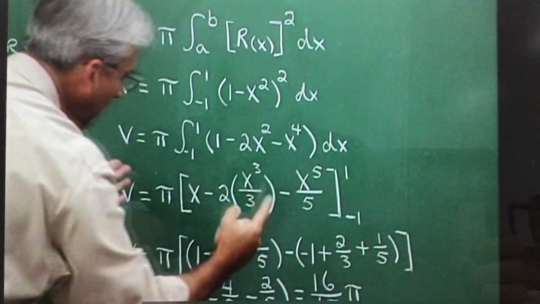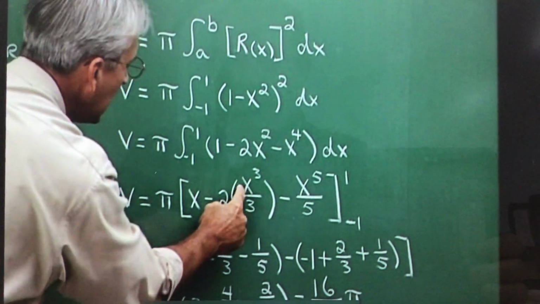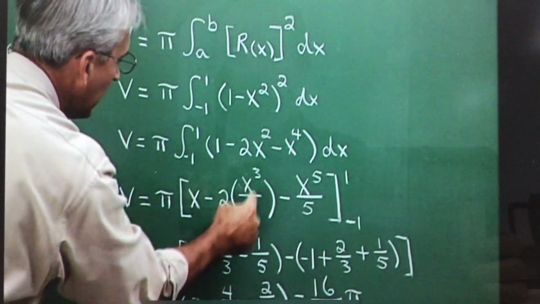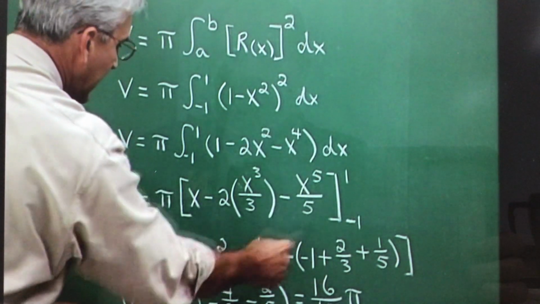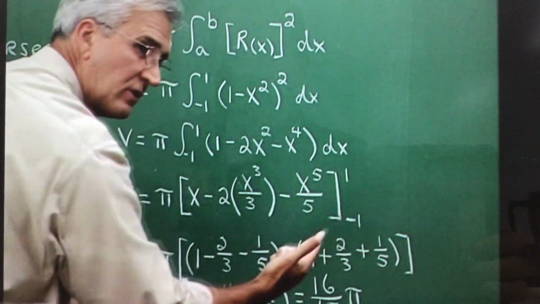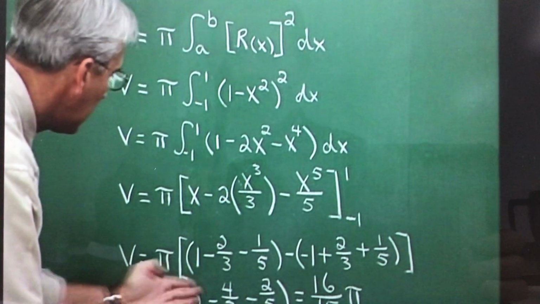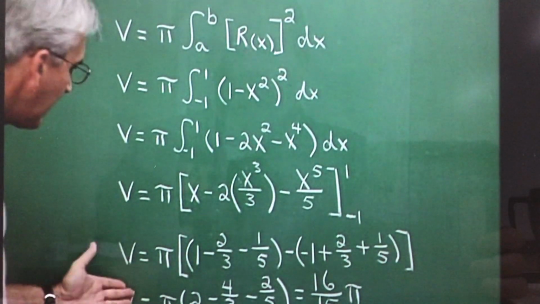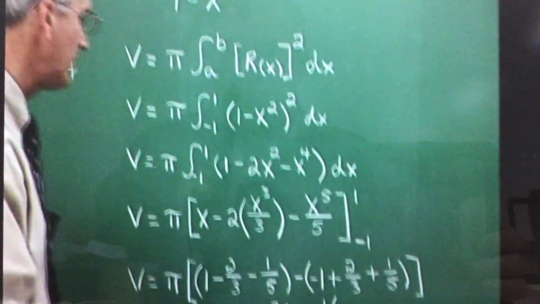Replace x with 1 everywhere we see it. We've got a 1 here, and then we've got a 1 here. 1 cubed is 1. So this is 2 times 1/3. Oh, that's minus 2/3. And a 1 here gives us minus 1/5. And then minus, let's see, negative 1 in place of x, and so on. So it's pretty arithmetic from here. And then we just collect as we normally would. We find the volume to be 16/15 pi for this figure.